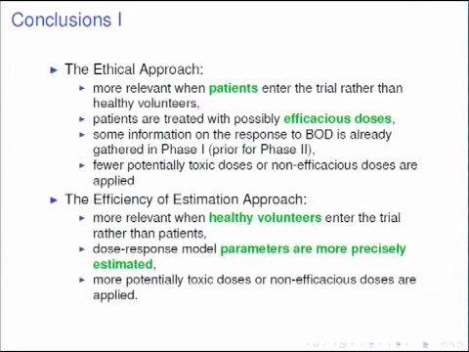The efficiency of estimation approach is more relevant for healthy volunteers, where we are more interested in the exact shape of the dose response model. Parameters are more precisely estimated. But it's potentially more toxic. So if toxicity is not such a high issue, that might be a pretty good approach, particularly the penalized one.